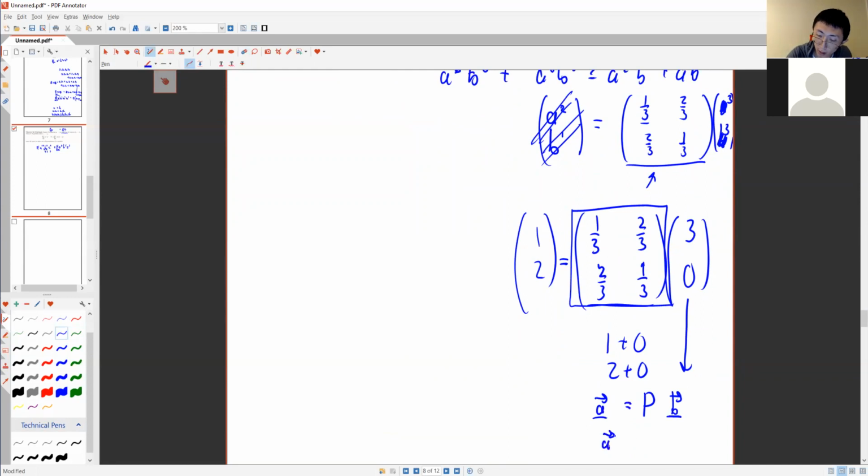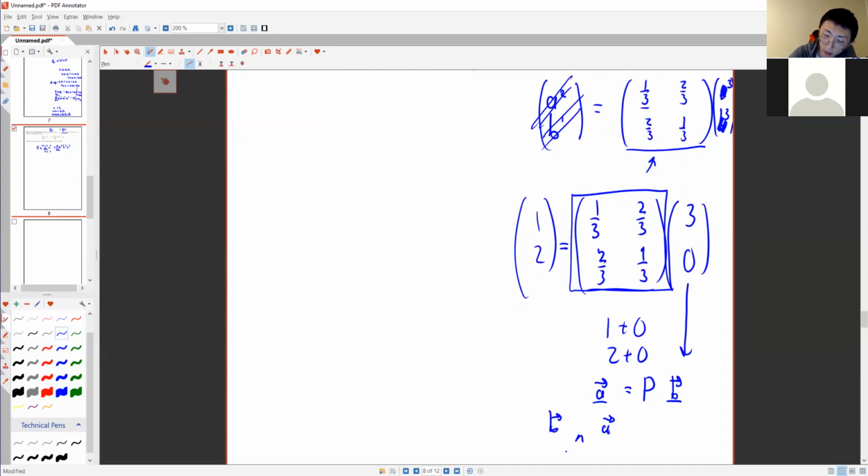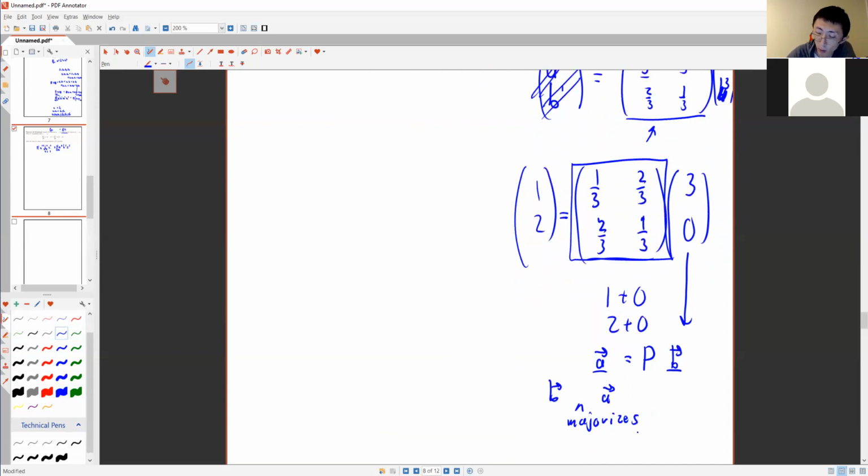So A, B majorizes A as a sequence. That's how Wikipedia defines it, but it turns out to be equivalent to the thing I said earlier about what majorizes means.